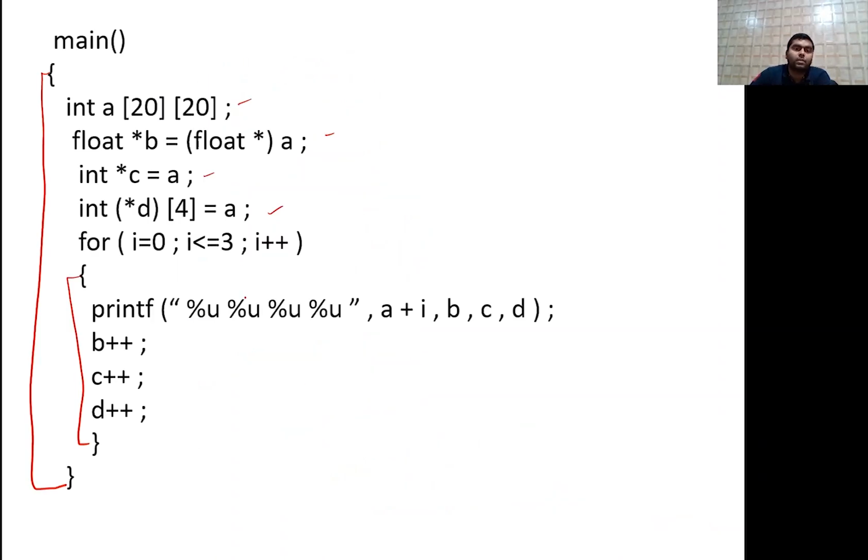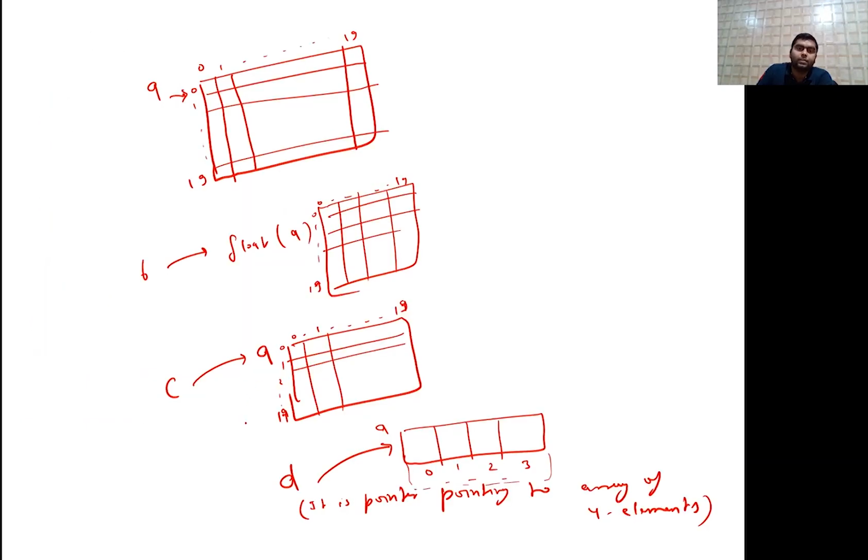Firstly, this will run from 0 to 3, meaning 0, 1, 2, 3, so 4 times this loop will run. So the first time the value of i is 0, and I am writing the output here only. So output: first time the value of i is 0, so a of 0, a plus 0 means a, that means the base address. Array name indicates base address. So what base address of the array have we assumed? Let us take the base address as 1000.